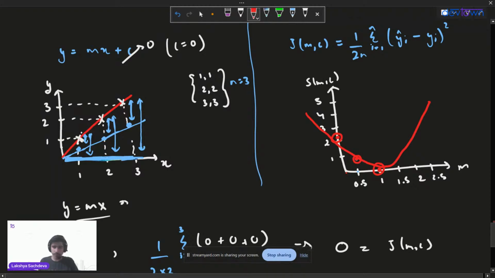What is this, sir? This graph over here, we call it gradient descent. Is this clear, guys? If this is clear, write clear in the chat.